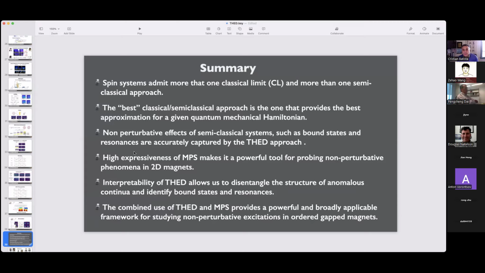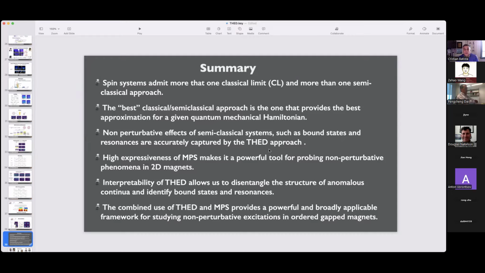So, depending on the problem, for iodine, I said, it's better to use the SU3, a semi-classical theory. For the ones I described in the second part of the talk, you use SU2. And one nice aspect is that we can now capture non-perturbative effects by simply diagonalizing the interacting spin wave Hamiltonian in a truncated Hilbert space.